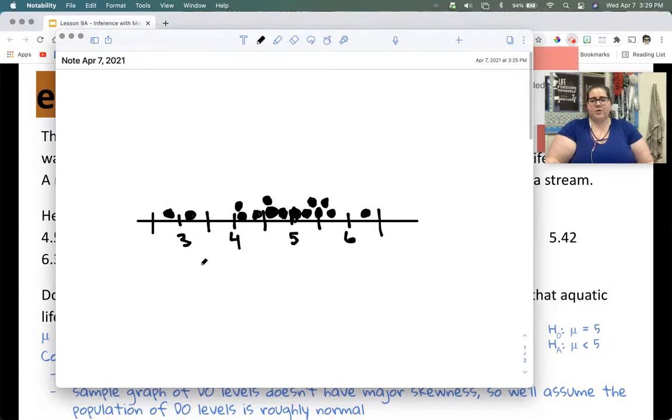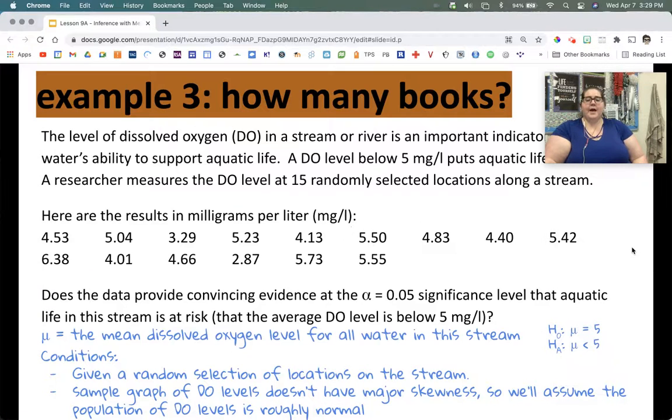Always a good idea when you draw graphs to label your axis. So I might call this DO levels if I could type or write quicker. But we got this. So that is our conditions. It could take a little bit longer when you have to draw the graph or use your calculator to draw the graph, but there you go.